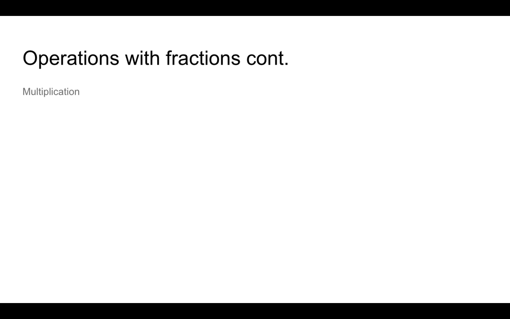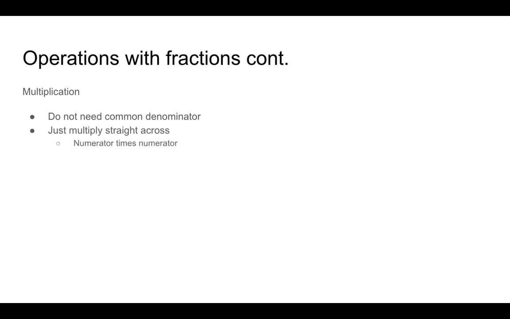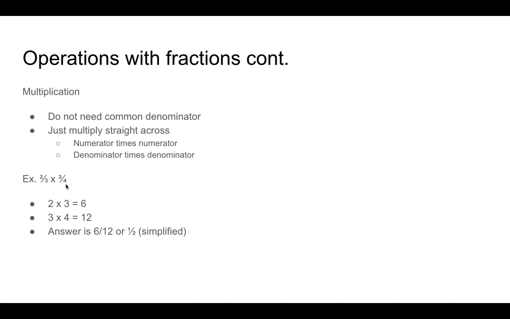And now we move on to multiplication. With multiplication, we do not need a common denominator. We just multiply straight across. The numerator times the numerator and denominator times denominator. An example of this is 2/3 times 3/4. We do 2 times 3, multiplying the numerators, and we get 6. 3 times 4, multiplying the denominators, we get 12. So our answer is 6/12, or in this case, we can simplify that nicely to 1/2.